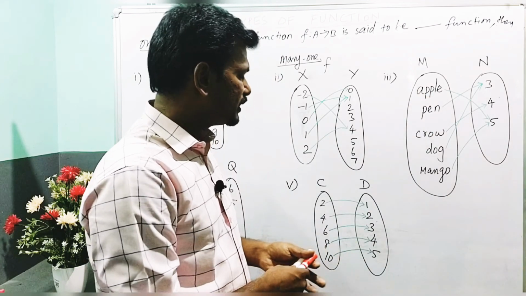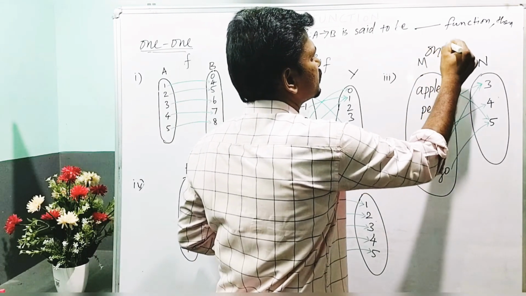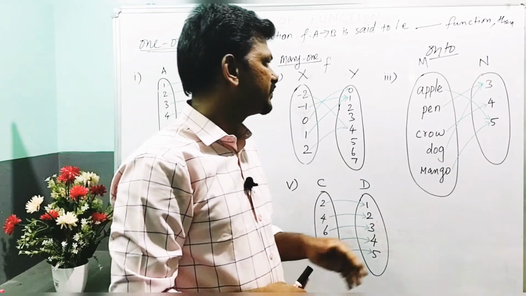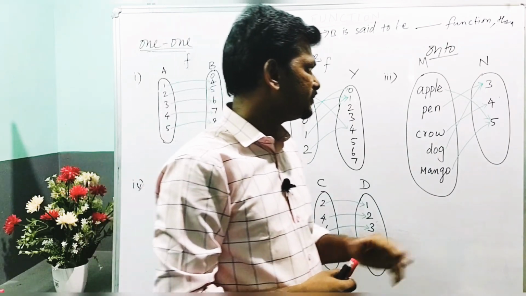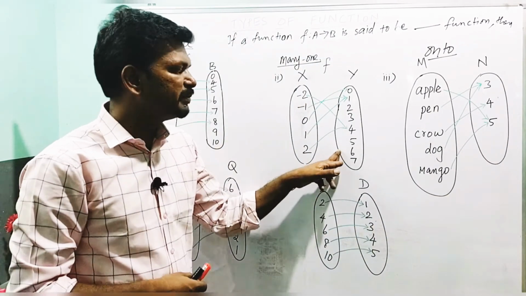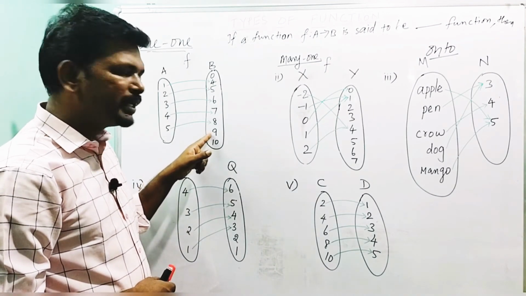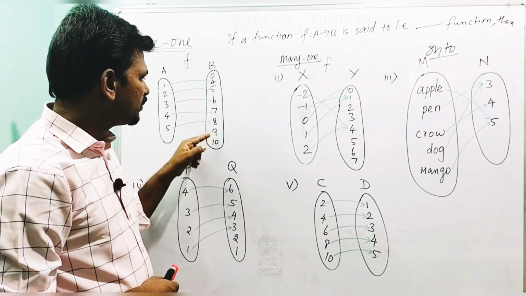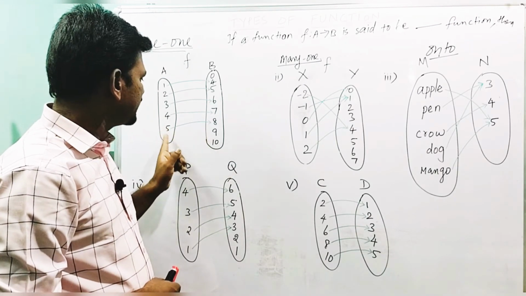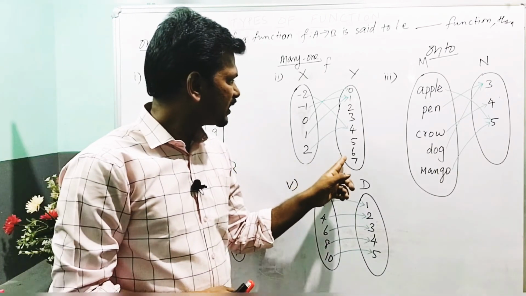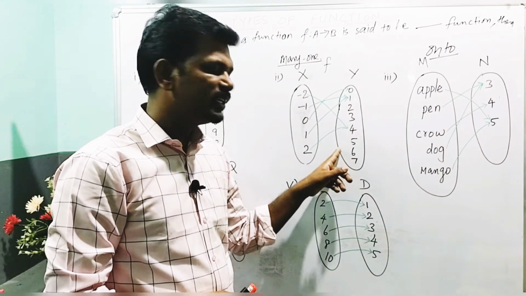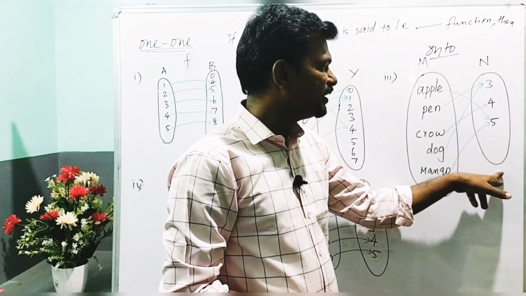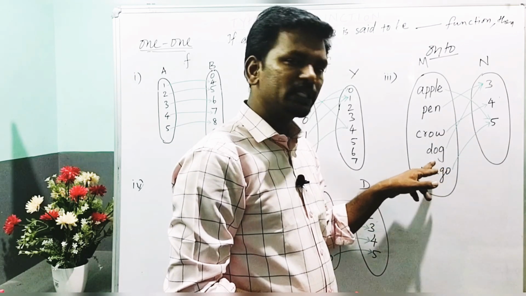Then the third one is the onto function. Here you can see, in these 2 types, in the set B, in the codomain, this is the domain, this is the codomain. In the codomain, 9 and 10 do not have any pre-image. Here also 5, 6, 7 do not have any pre-image. But here all the elements of the codomain have a pre-image in the domain.